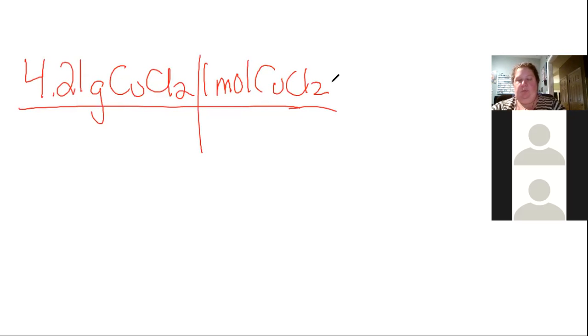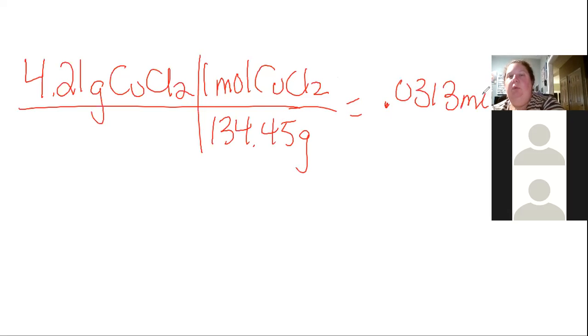So chlorine is 35.45 times 2. Copper is, I really need a periodic table on my desk. Instead, I'll just pull it up on my phone. Come on. Copper is, I want to say, is it 55.85? No, 63.55. So its molar mass is 134.45 grams. So I know that I've got 0.0313 moles.